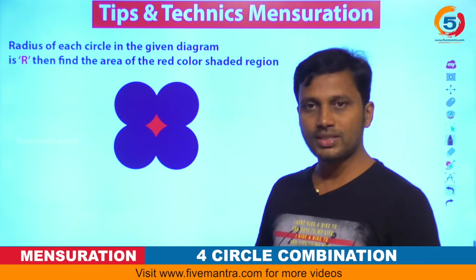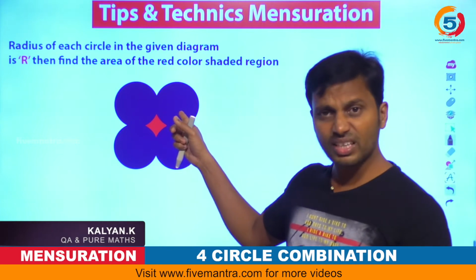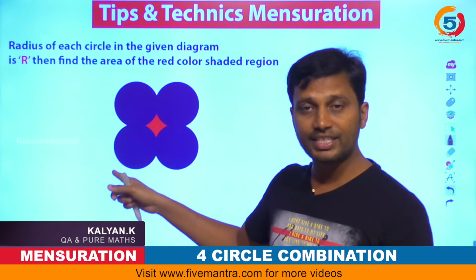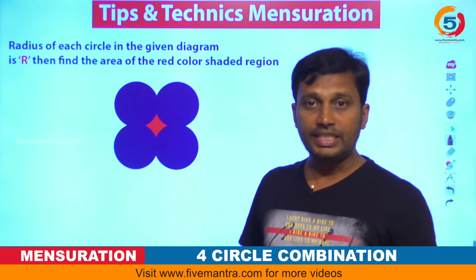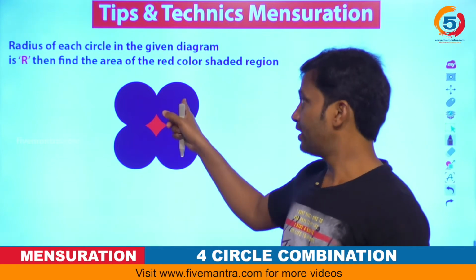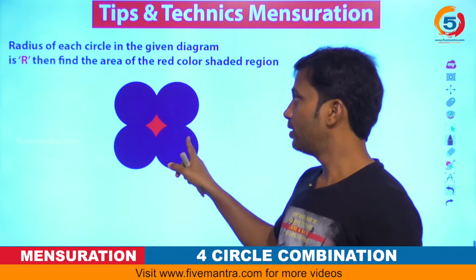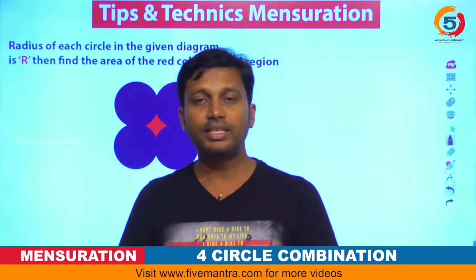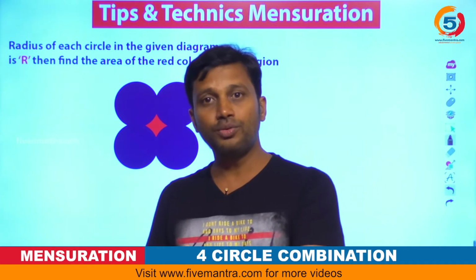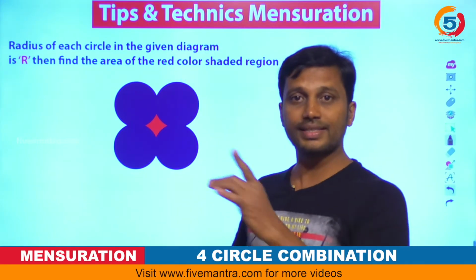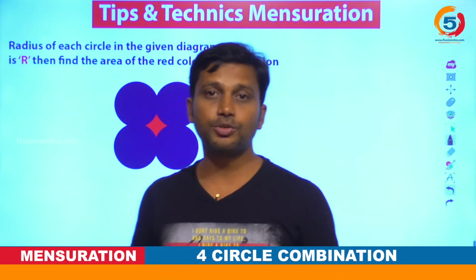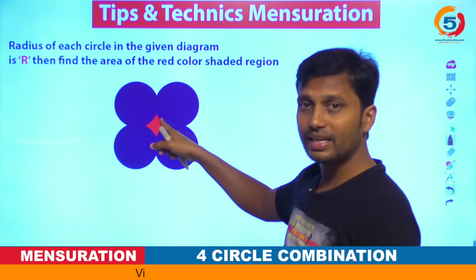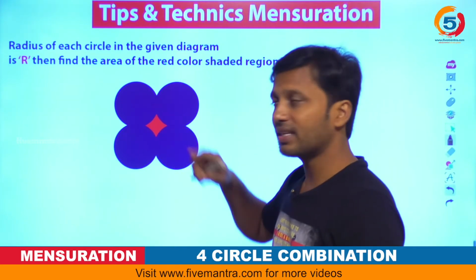Now what can we observe in this? In the given diagram, how many circles? 4 circles are arranged in such a way that each touches another 2. This one touches these 2, this touches these 2, this touches these 2. In such a way, each is touching the remaining 2. In that way, all the circles are arranged together. Now what we need to do? We have to find the shaded area, the red colored shaded area in between the circles.